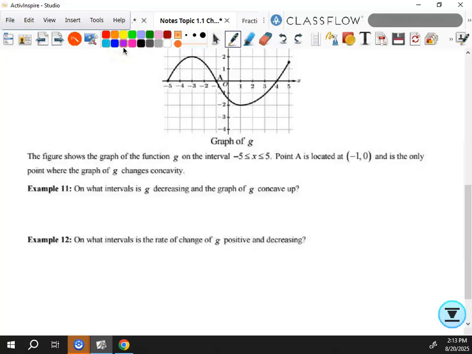All right, so the figure shows a graph from -5 to 5. Point A is located right here at -1, 0. It is the only point where the graph of G changes concavity. So on Monday, when we were doing the bases, I threw this word at you and I said, it's okay, you don't have to remember, and it's okay if you don't. I'm just always curious if somebody's little brain kept it. That point would be called a point of what? Anybody know? It's okay if you don't.